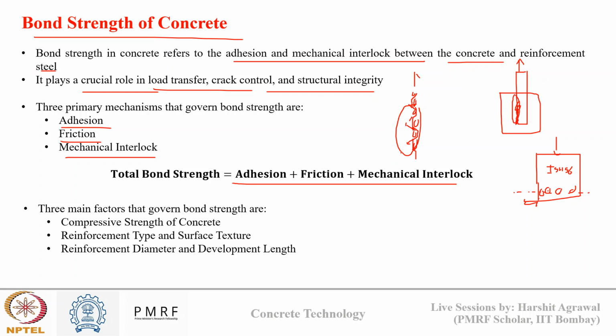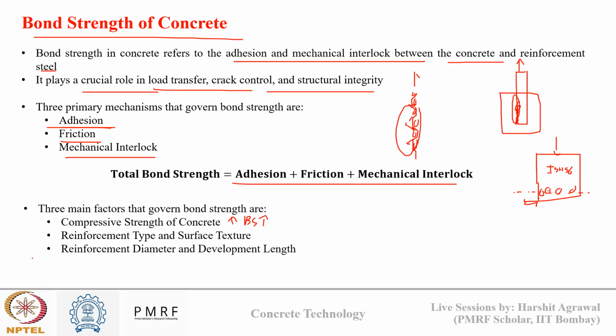Okay, now there are three main factors that can affect the bond strength of concrete. First is the compressive strength. As compressive strength increases, the cement paste content around the reinforcement increases, and as paste content increases, the bond strength increases.